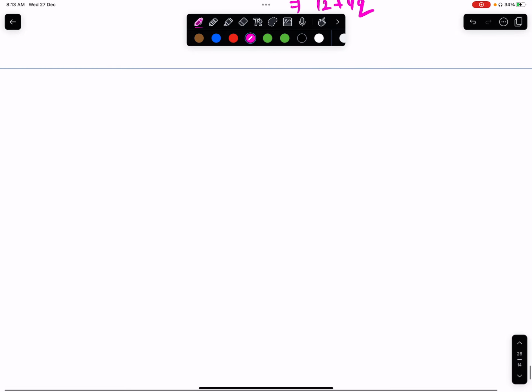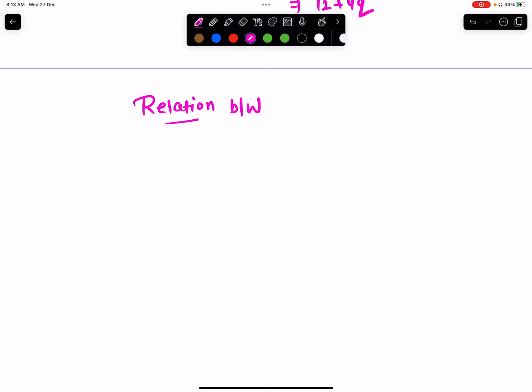Now another one is the relation between AC and MC. So let's solve this. Slope of AC is equal to 1 by q into MC minus AC.